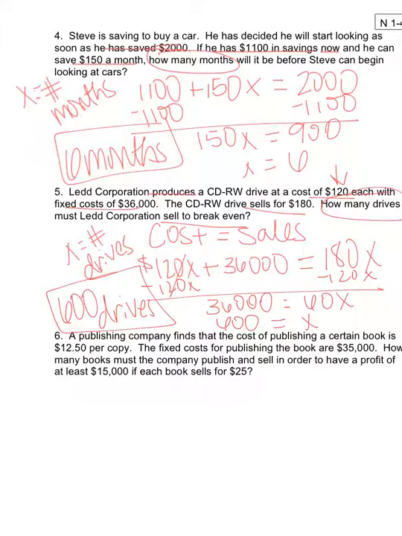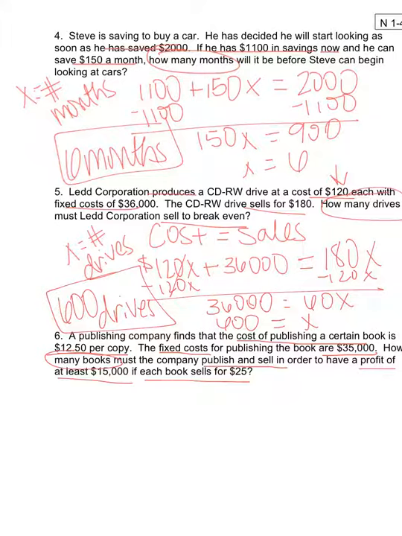Okay, let's look at this last one. A publishing company finds that the cost of publishing a certain book is $12.50 per copy. The fixed cost for publishing the book or books are $35,000. How many books must the company publish and sell in order to have a profit of at least $15,000 if each book sells for $25?